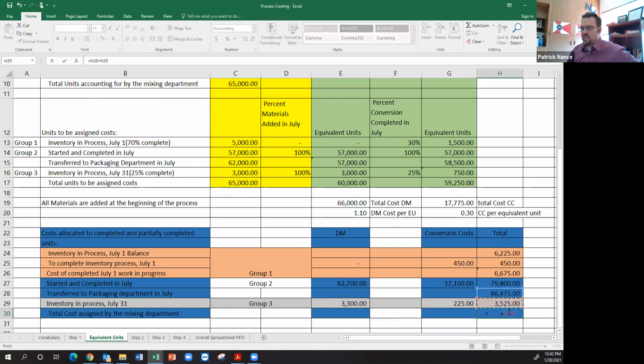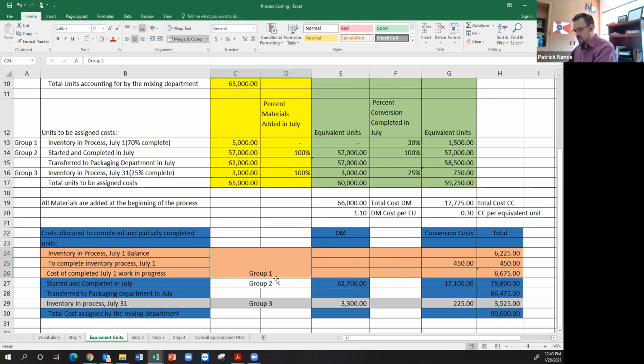So now if I add these 2 together, this would be my total cost that I allocated during this time frame of $90,000. So I've got a total of 6675 to group 1, a total of 79,800 to group 2, and then a total of 3,525 to group 3. And then I can allocate these as it is. So I can allocate these costs individually, even though it's process costing and I can't separate out what the individual gallon of ice cream or whatever is, I could still allocate based on groups based on this model and this method. And that is it for these 4 steps in process costing.